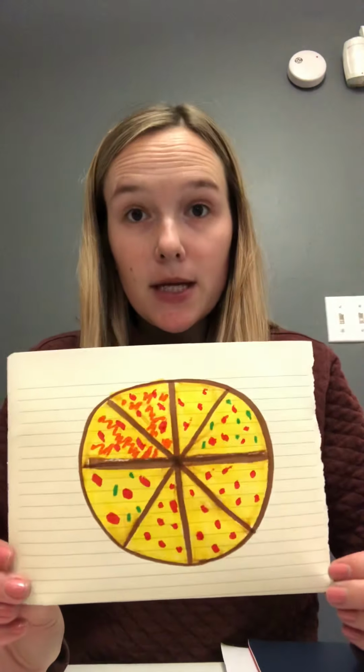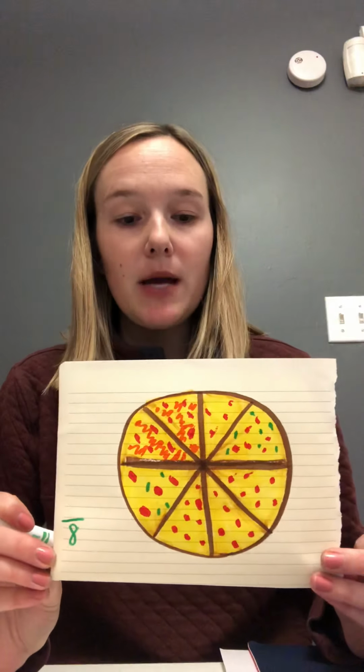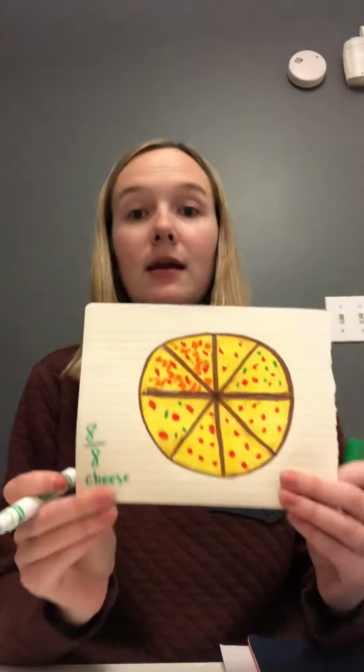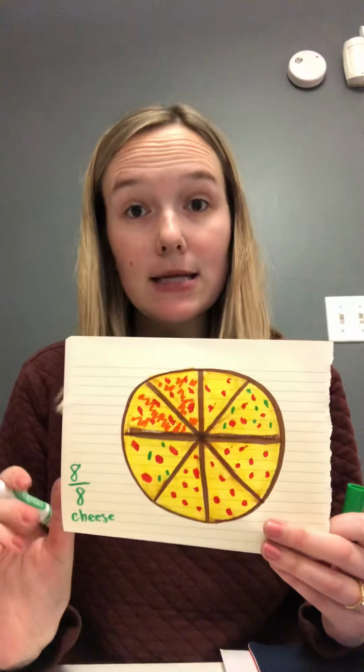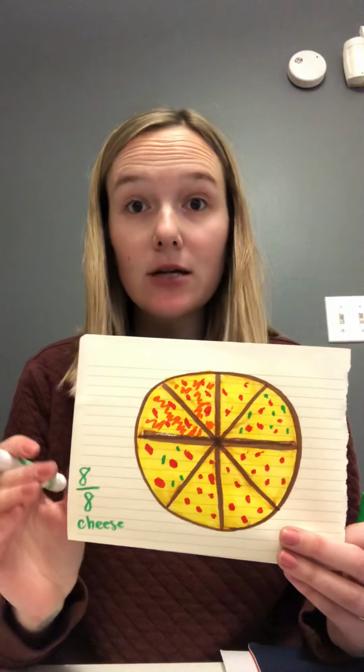So my denominator is going to be 8 because remember I have 8 pieces of pizza. So that's going to be my bottom number. On my pizza, every single piece has cheese. So 8 out of 8 pieces have cheese. That means the whole pizza has cheese. So 8 out of 8 is 1 whole. Every single piece on my pizza has cheese.